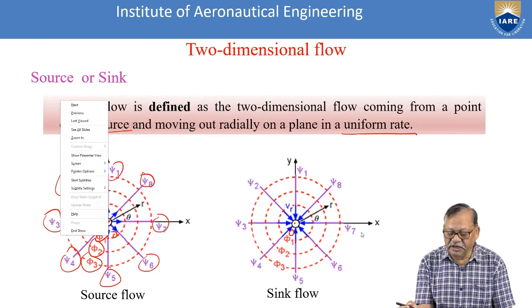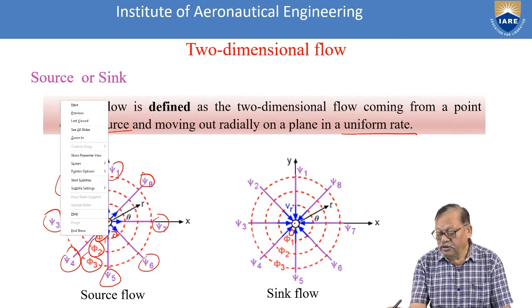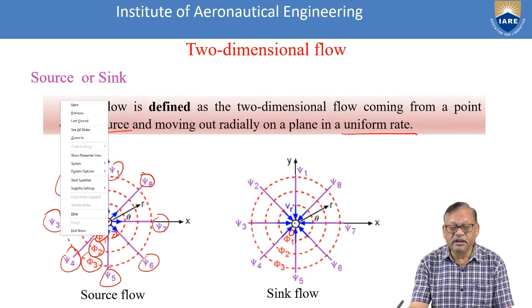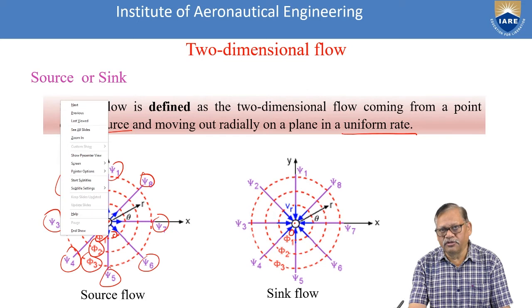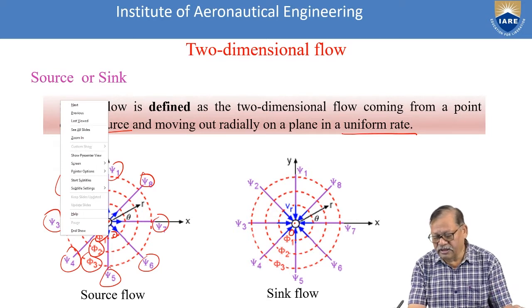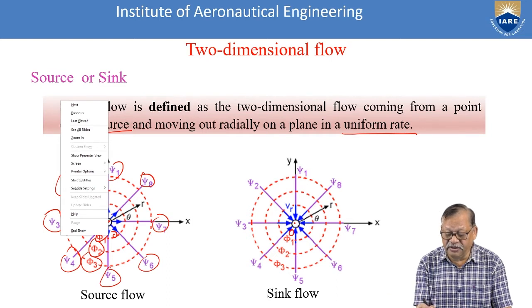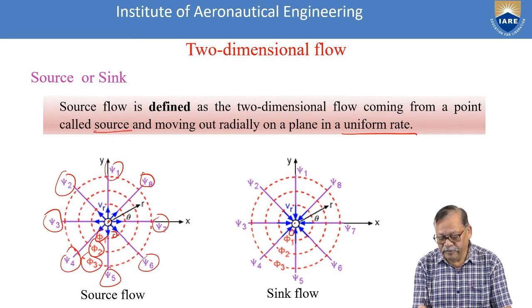Now take a sink. Sink means the same thing, but in the opposite direction, towards the point O. We have seen the two-dimensional flow and source or sink. Why am I saying "or"? Because it is not "and"; they may be different, but both are the same. Only their directions change, but the strength is the same. Strength we generally define as M.